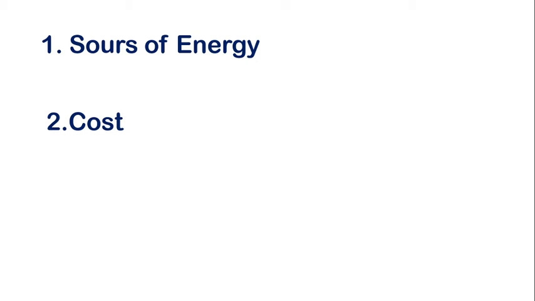Now the second one, that is the cost. The cost of land, plant, machinery, building that we are going to build, etc., is included inside the capital cost. This cost is counted per megawatt. For this, an idea of the cost of installation of different power stations can be judged.